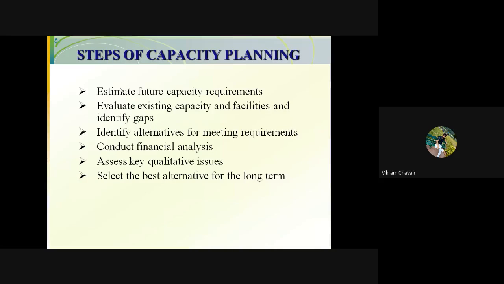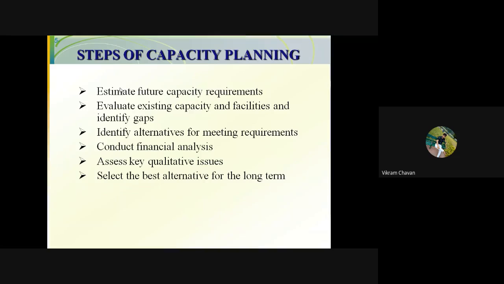We have to inline the steps of capacity planning with the process. So here the next point is steps of capacity planning, and it will be similar to the process only. The first step is to estimate future capacity requirement, that is nothing but demand forecasting. Then evaluate existing capacity and facilities and identify the gaps. Next, identify alternatives for meeting requirements. Then conduct financial analysis, that is nothing but cost benefit analysis.